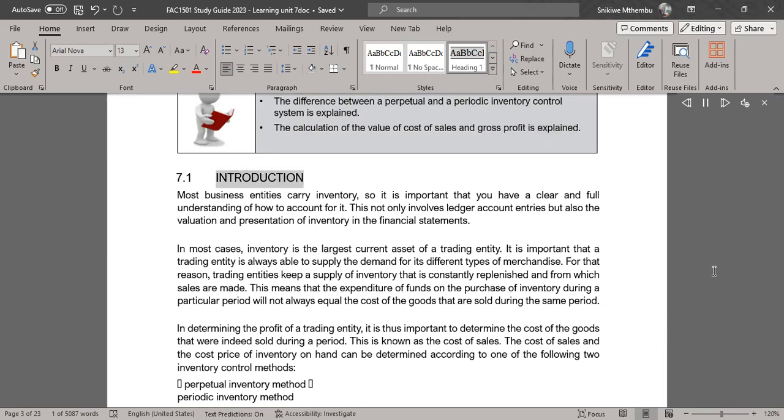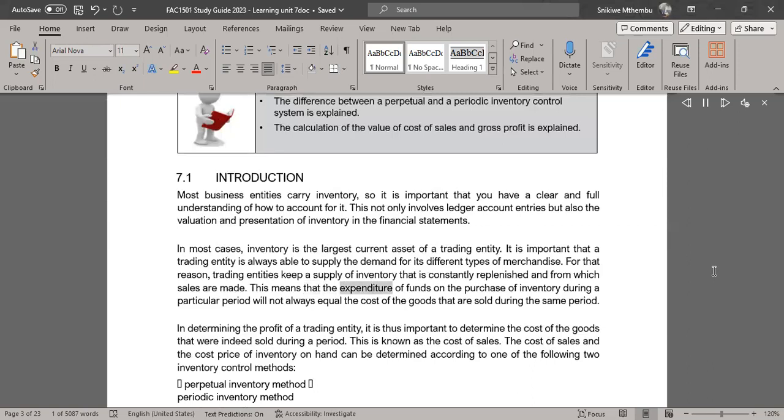7.1 Introduction. Most business entities carry inventory, so it is important that you have a clear and full understanding of how to account for it. This not only involves ledger account entries but also the valuation and presentation of inventory in the financial statements. In most cases, inventory is the largest current asset of a trading entity. It is important that a trading entity is always able to supply the demand for its different types of merchandise. For that reason, trading entities keep a supply of inventory that is constantly replenished and from which sales are made.